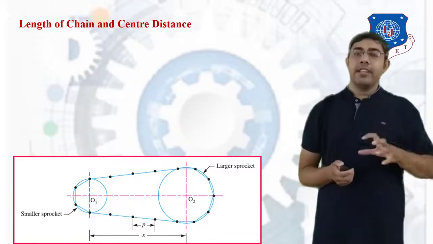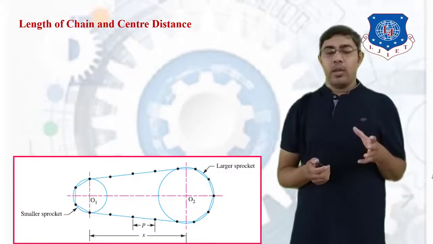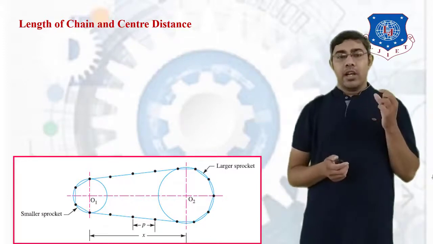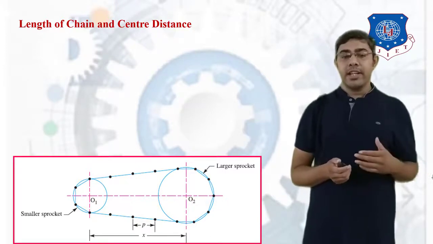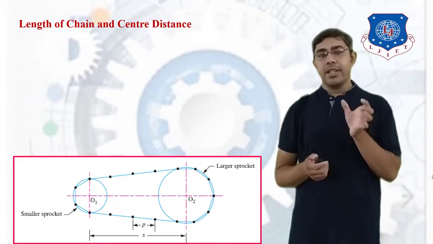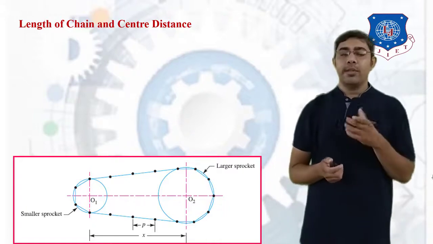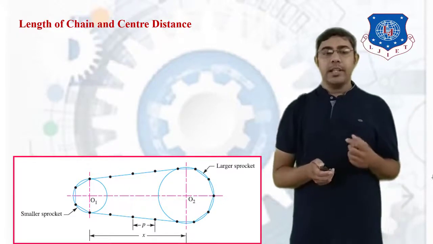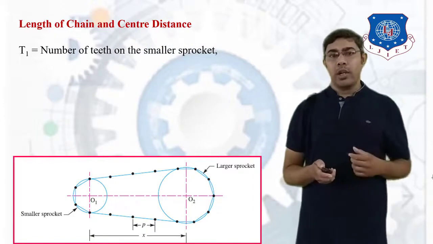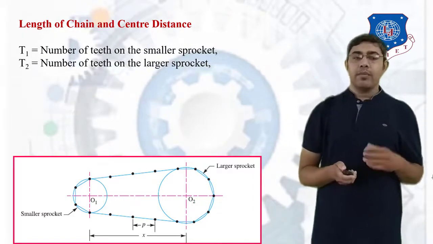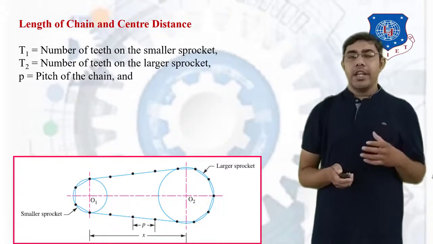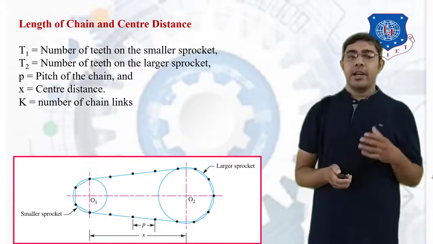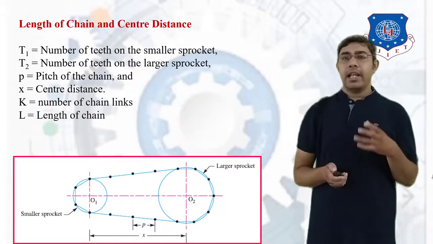For that, consider the figure as shown here. Here the smaller sprocket and larger sprocket are shown, and you can see the dot points, which are the hinge centers of the links. The distance between two hinge points is the pitch, and X is the center distance between the sprockets. So let T1 be the number of teeth on the smaller sprocket, T2 the number of teeth on the larger sprocket, P the pitch of the chain, X the center distance, K the number of chain links, and L the length of the chain.